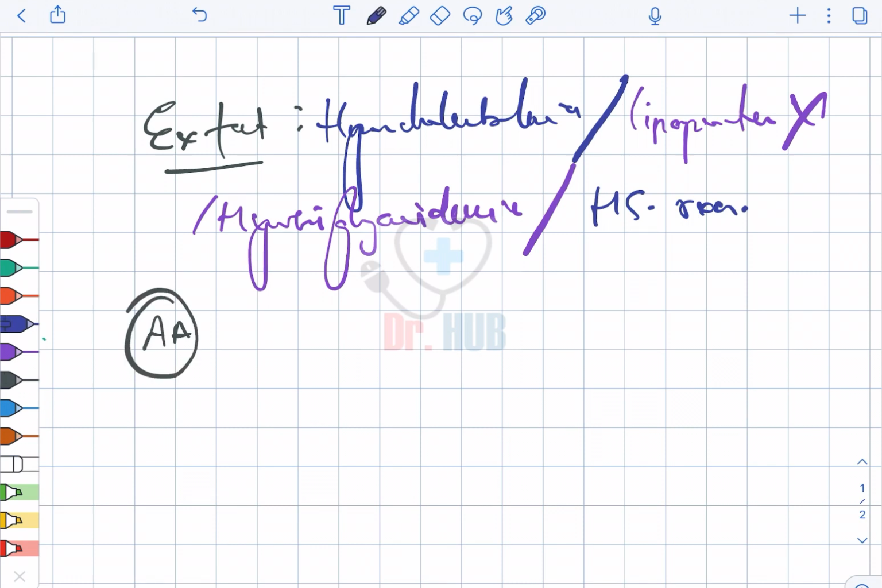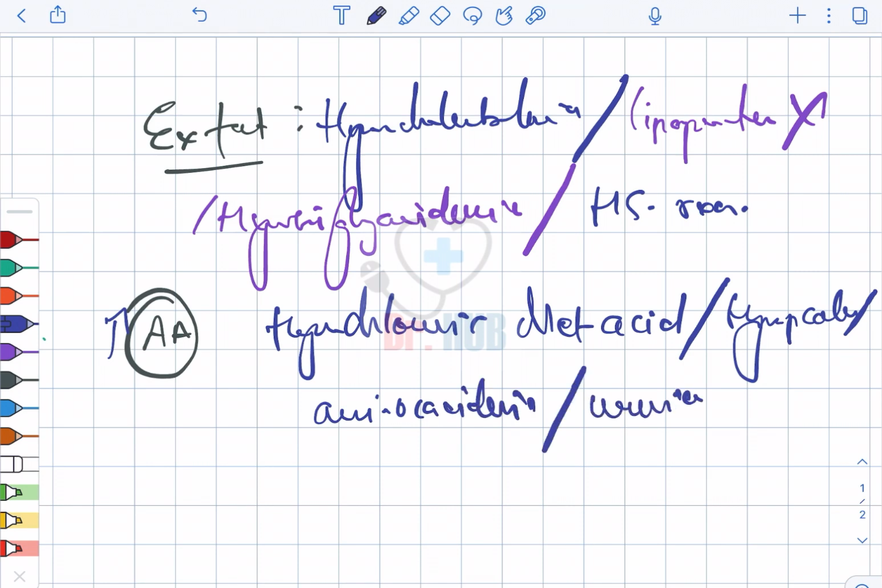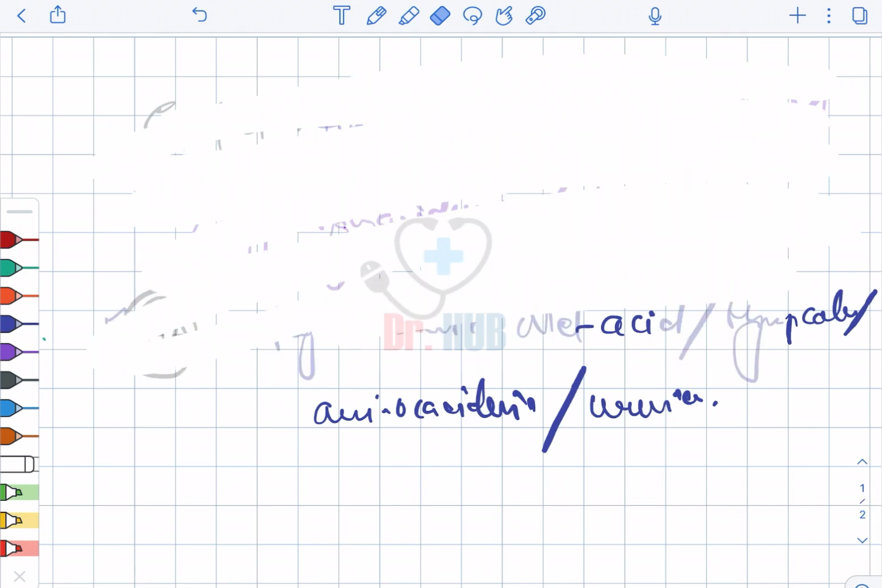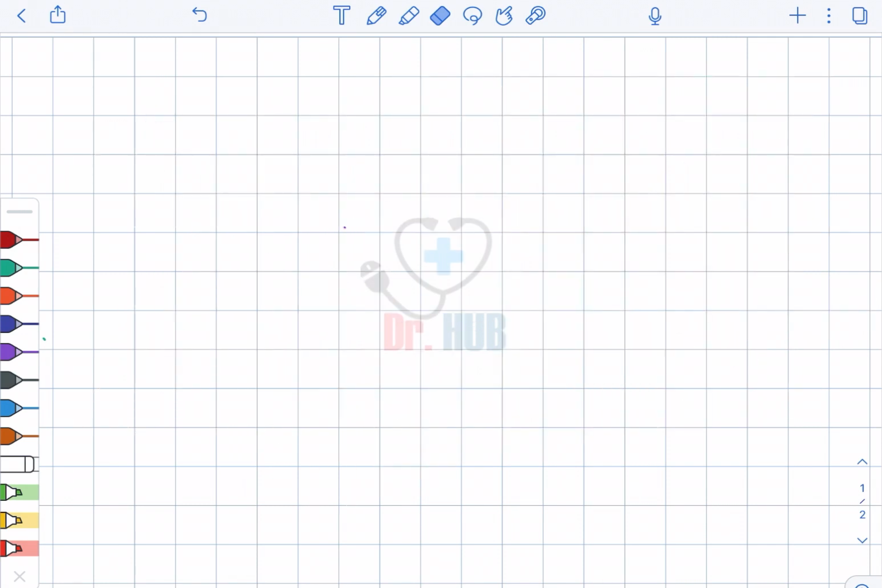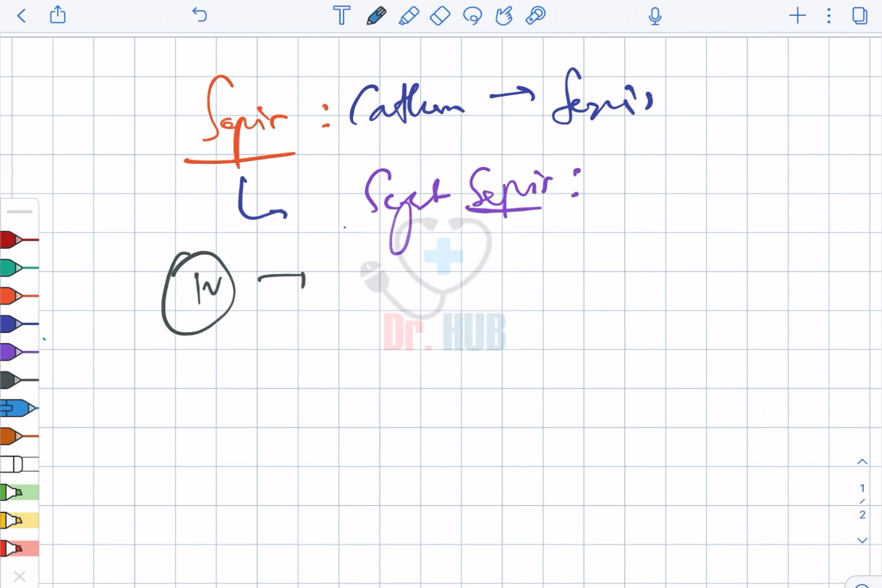Next, we are looking at the amino acids. In case of excess amino acids, it leads to hyperchloremic metabolic acidosis as well as hypercalcemia, amino acidemia and uremia. Next, we are looking at what is related to sepsis. In terms of sepsis, it can relate to catheter related sepsis as well as a possible increased predisposition to systemic sepsis. Now related to the IV line.